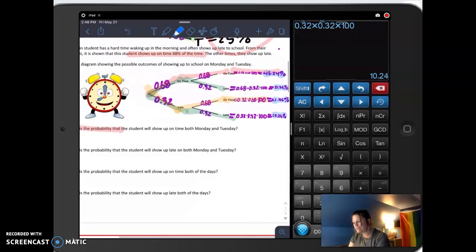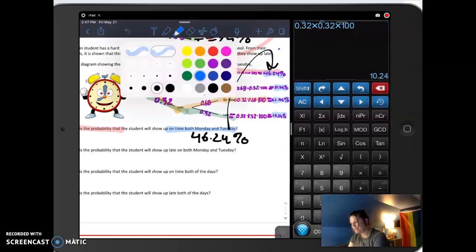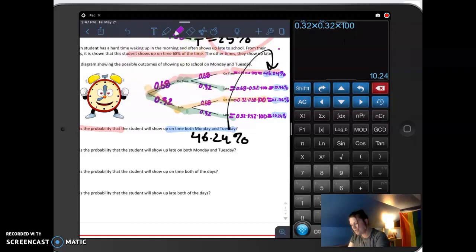It says, what's the probability that the student will show up on time both Monday and Tuesday? We know that's this one, on time, on time. So we're going to just rewrite it, 46.24%, done. All right, next question. It says, what is the probability shows up late on both Monday and Tuesday? Late, late, that is down here. We already did that. It's 10.24%.